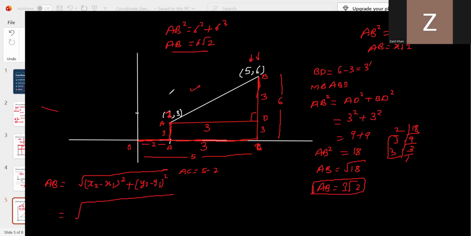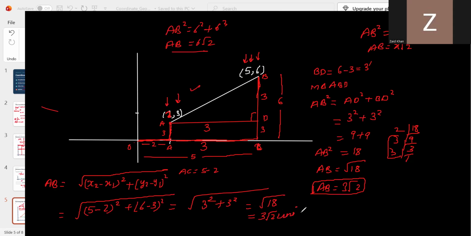So what is your x1, y1? X1 is 2, y1 is 3. I have already taught you x2 is 5 and y2 is 6. So x2 is 5 minus x1 is 2 whole square plus y2 is 6 minus 3 whole square. Now you can say, yeah, sir, this is very easy. 3 square plus 3 square. This is root 18. Root 18 is 3 root 2 units.